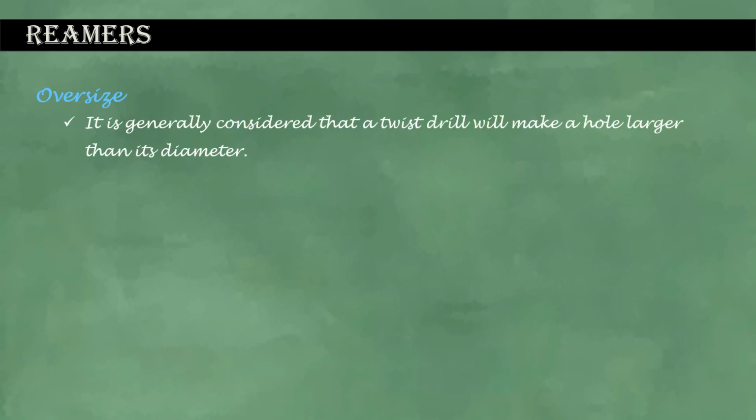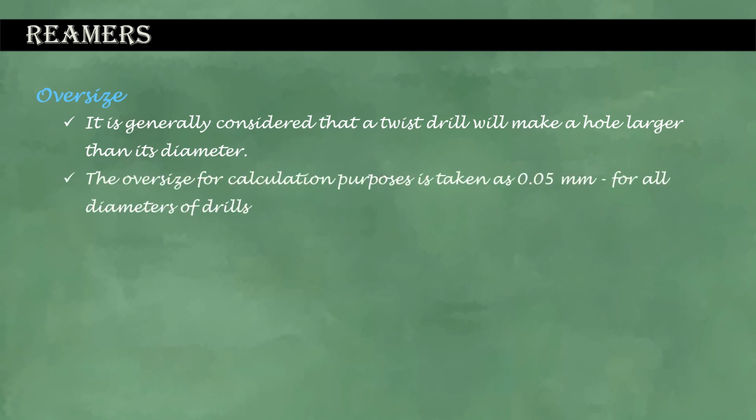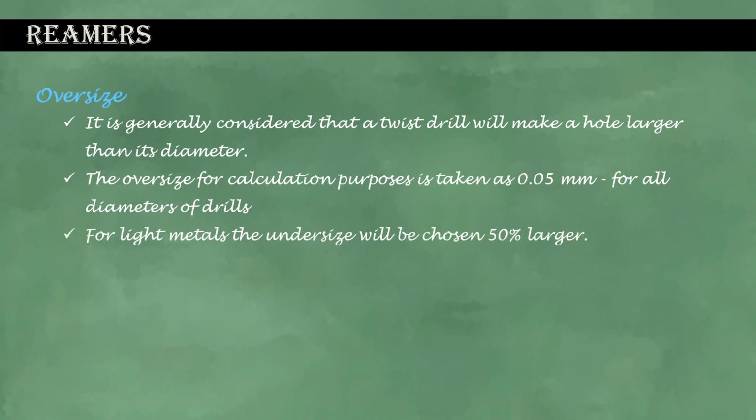Oversize. It is generally considered that a twist drill will make a hole larger than its diameter. The oversize for calculation purposes is taken as 0.05 mm for all diameters of drills. For light metals, the undersize will be chosen 50% larger.